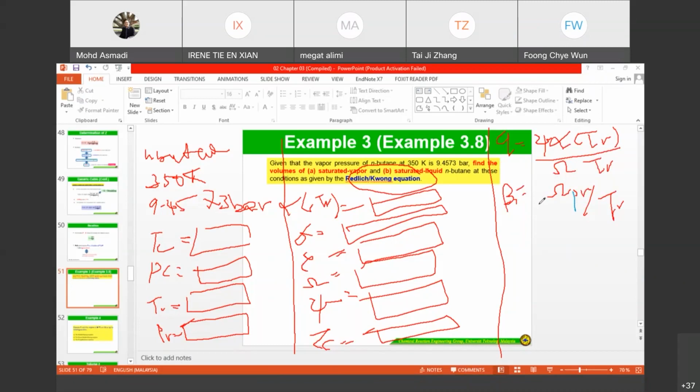Okay, so once you determine all these values, please use the vapor phase because it's stated for A is for saturated vapor. So 1 plus beta minus Q beta, Z minus beta, divided by Z plus beta. Okay, this one is for saturated vapor.